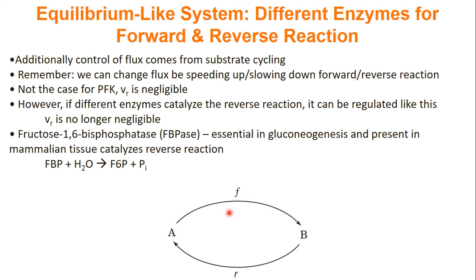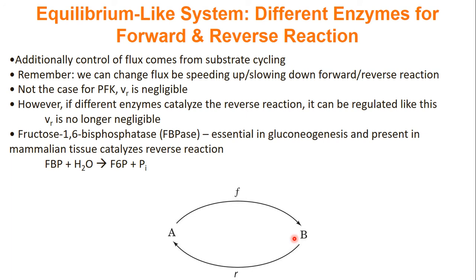We can either speed up or slow down the forward reaction, or speed up and slow down the reverse reaction. Messing with these will change the overall flux of a pathway. However, for PFK, the reverse is negligible. It is not reversible. It only goes in one direction. This is not the case, though, if we want to go in the reverse pathway, if this is actually carried out by a different enzyme.